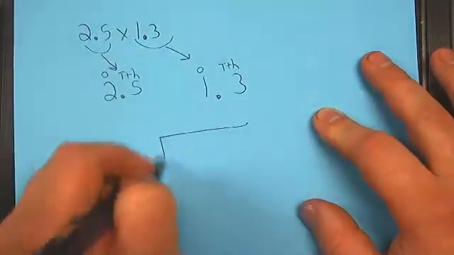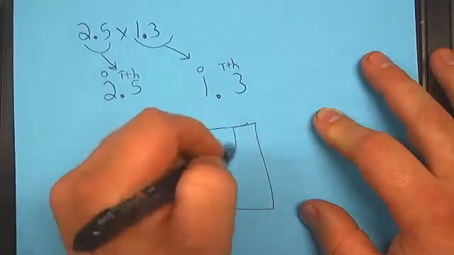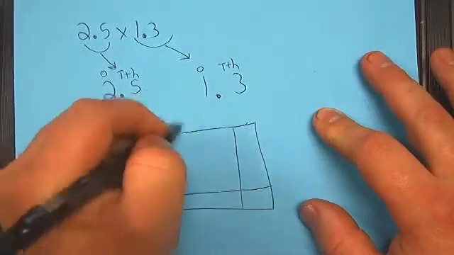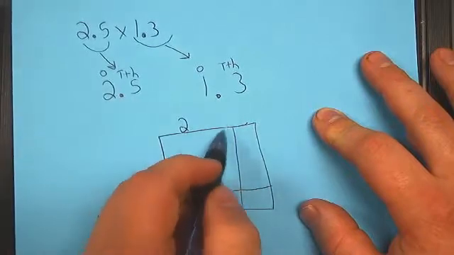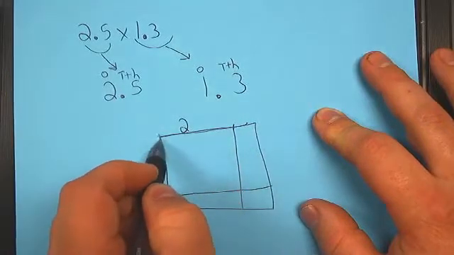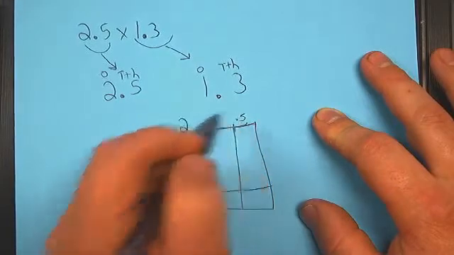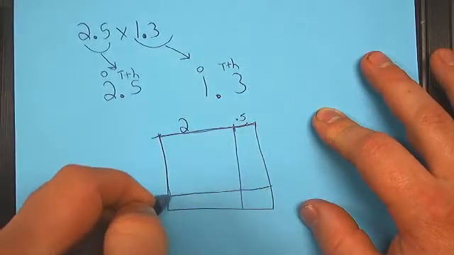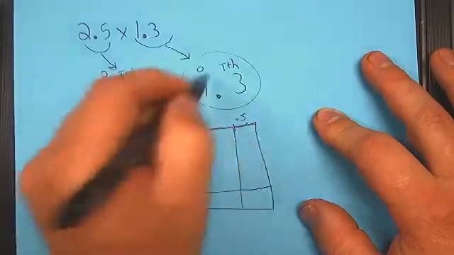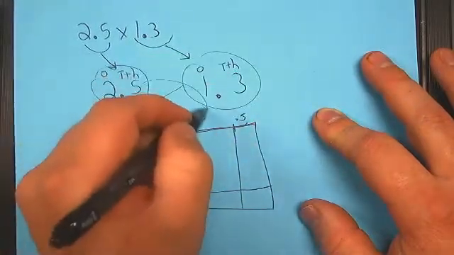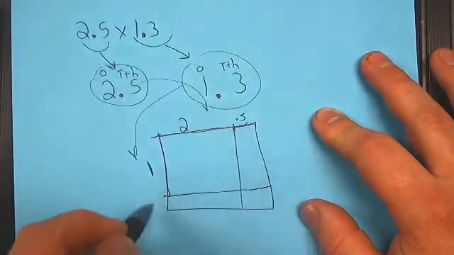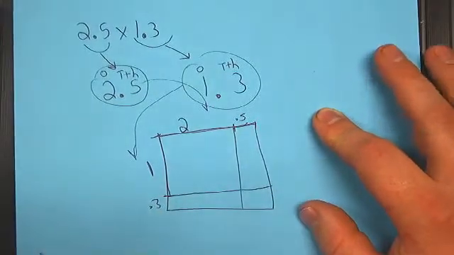Okay, so let's use the area here. So I have two wholes, so that would be saying that this length right here is 2, and this length right here would be 5 tenths, okay? And then right here, the length right here would be 1, so this is 1. This is where the 2 and 5 tenths is right here. So 1, and this would be 3 tenths.